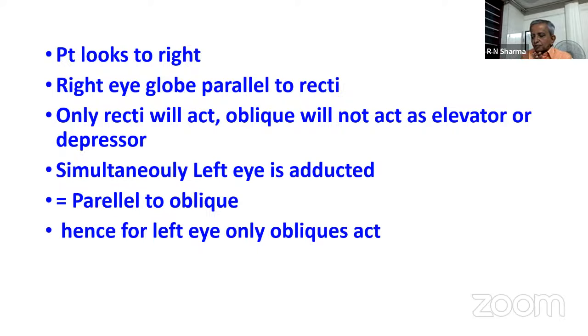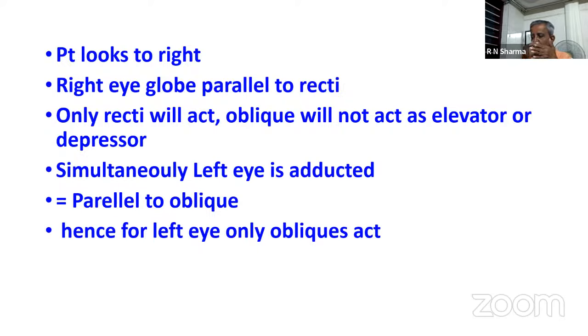So, in the left eye, only the oblique will act. When you are looking straight, looking upward, superior rectus, inferior oblique, inferior rectus, superior oblique will act. When you turn the eyeball to the right side, right gaze, you will find for the right eye, the globe has become parallel to the recti. For the left eye, the oblique has become parallel to the globe.